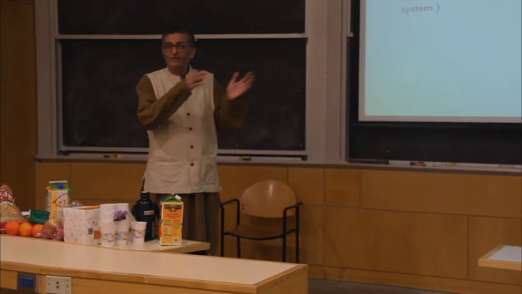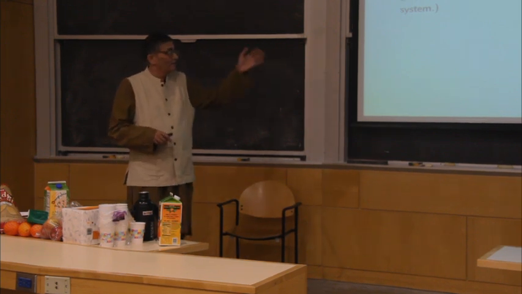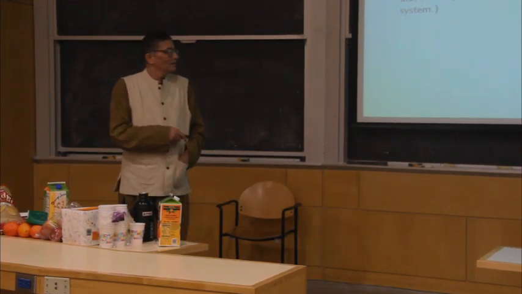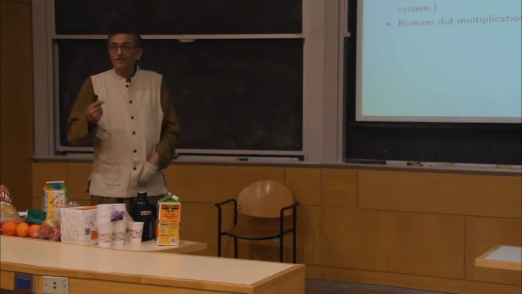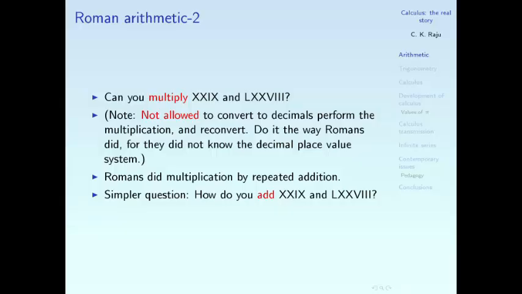Alright, now you're not allowed to do, when I give this problem to my students, some of them quickly convert it to decimals, calculate it with the calculator and then convert it back. That's not it. How did they do it? So they did multiplication by repeated addition. So here's a simpler question. Can you add these two?